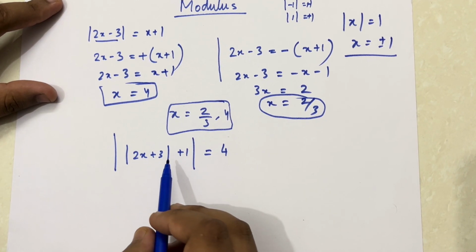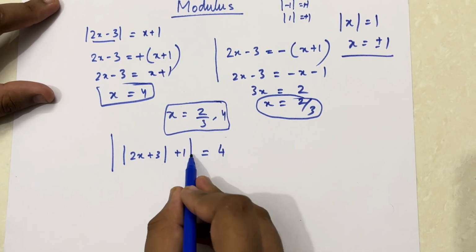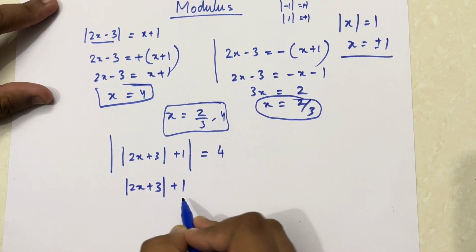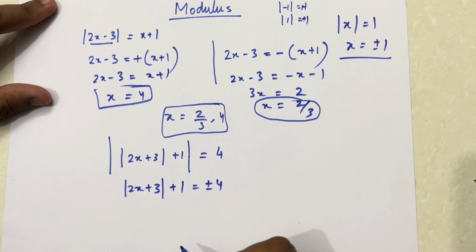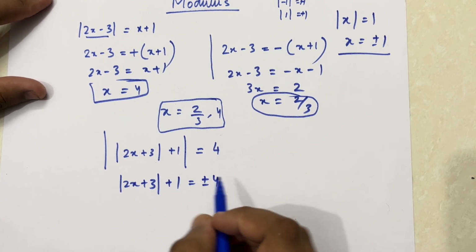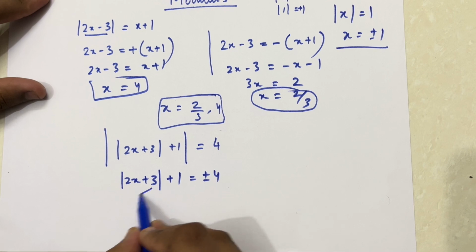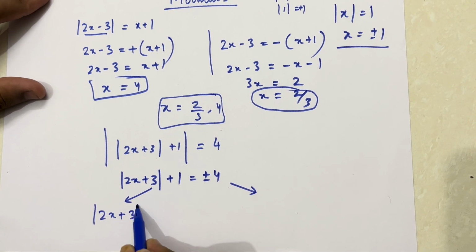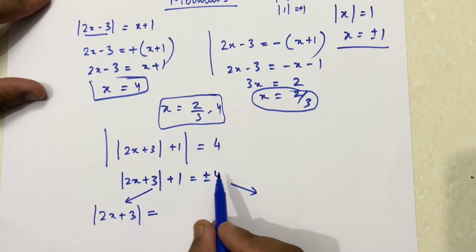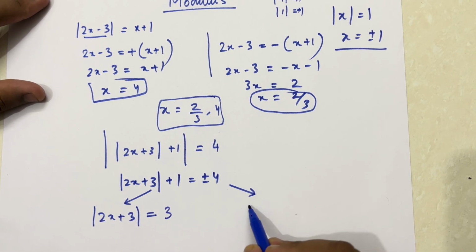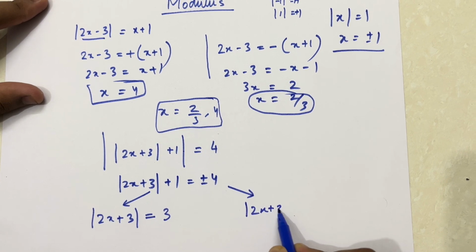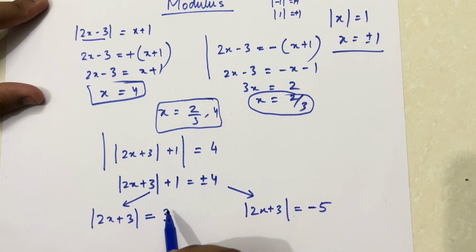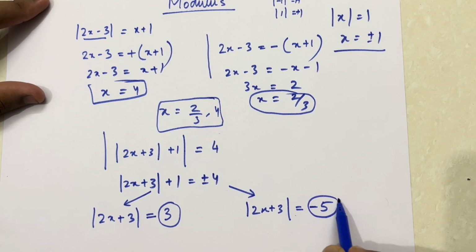So here what we will do: if I remove the bigger mod, mod 2x plus 3 plus 1 will be plus minus 4. Let me break it into two parts. Mod 2x plus 3 will be equal to, if I take plus 4, 3, and mod 2x plus 3, if I take minus 4, will be minus 5. So one will be 3, one will be minus 5.